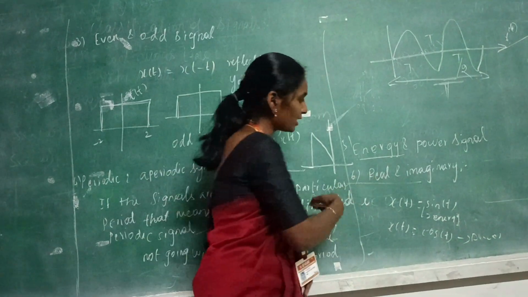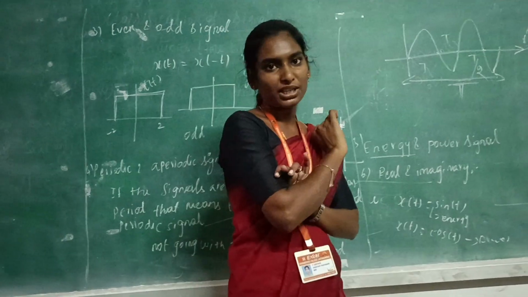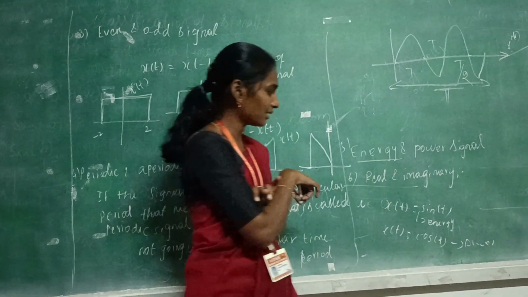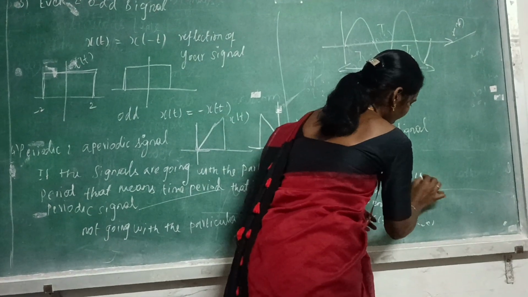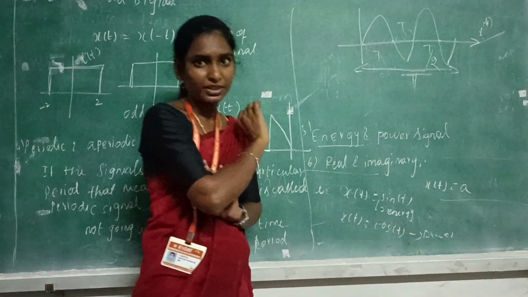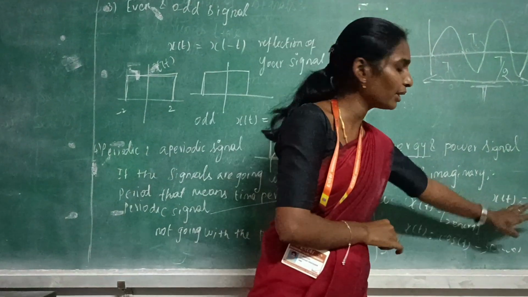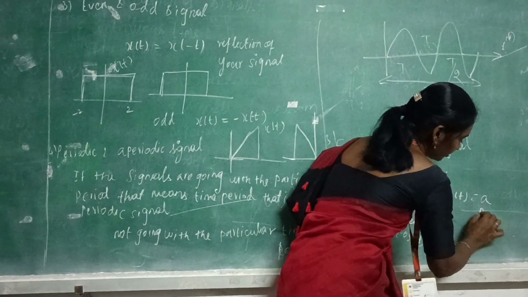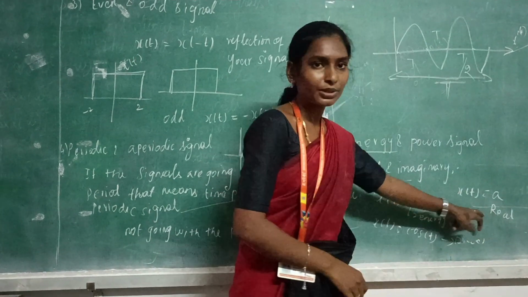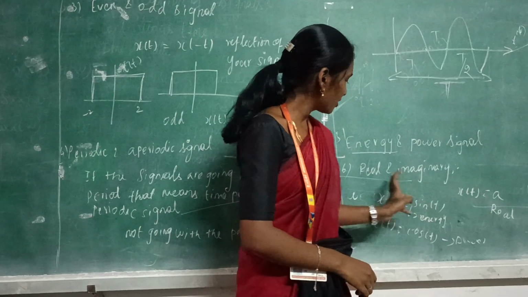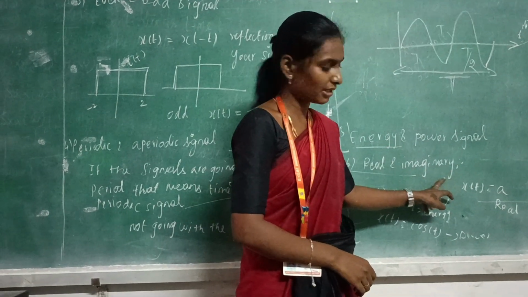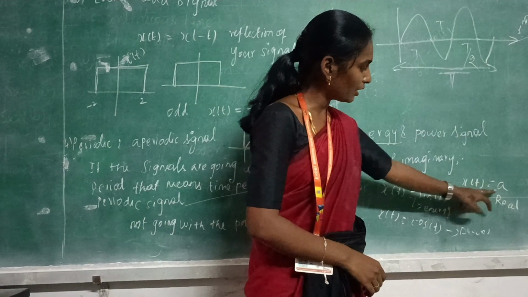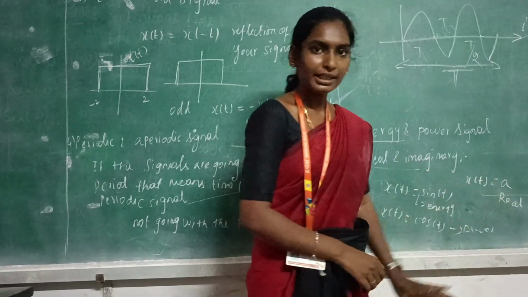So what is the sixth one? The sixth one is your real and imaginary signals. So what is a real signal? Here x of t equal to a. Here a is nothing but your real part, so a is your real signal. Understand? So what are real and imaginary signals? The real part means x of t equal to a, and that is your real signal.